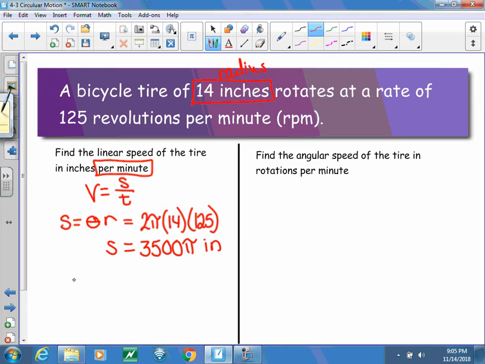And now to find our linear speed, we take our arc length, which is 3,500 pi, and divide it by the time, which is 1 minute.